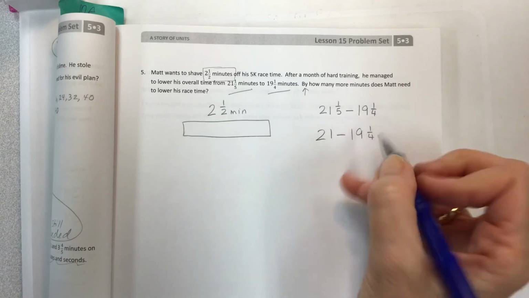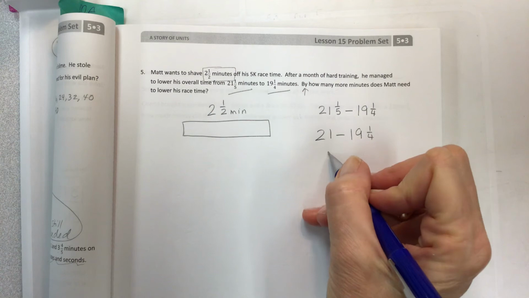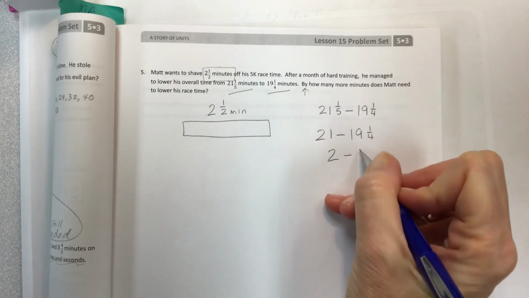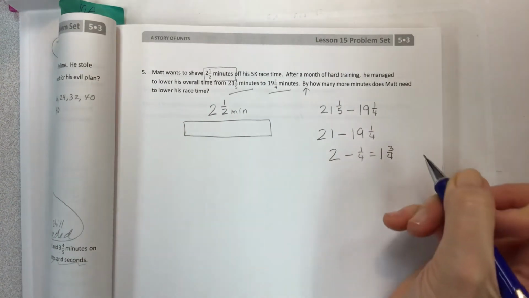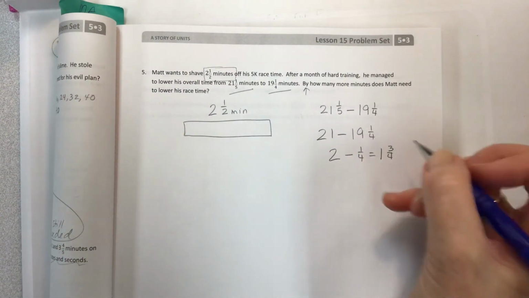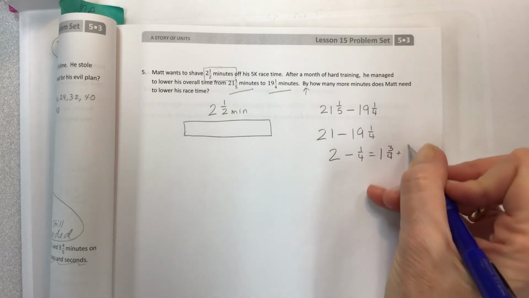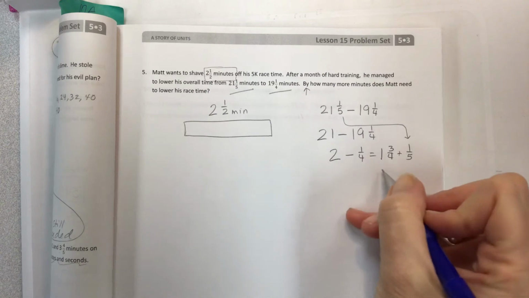This is bigger than this. So I'm going to go ahead and take the whole thing away. 21 minus 19, 2, but I still have to take away 1/4, 1 3/4. And I need to also put back my 1/5.